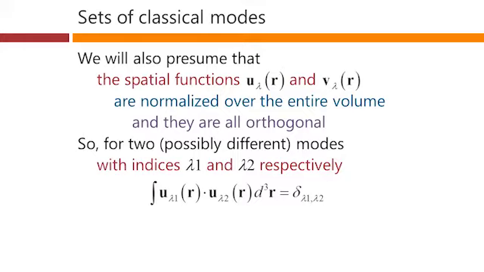equal to lambda 2. And similarly, for the magnetic field spatial function corresponding to a mode lambda 1 and another one corresponding to a mode lambda 2, these would similarly be orthogonal, giving 0 result for this integral if lambda 1 and lambda 2 are different, and giving 1 if lambda 1 and lambda 2 are the same. That would be the normalization that we're imposing on this classical function here.